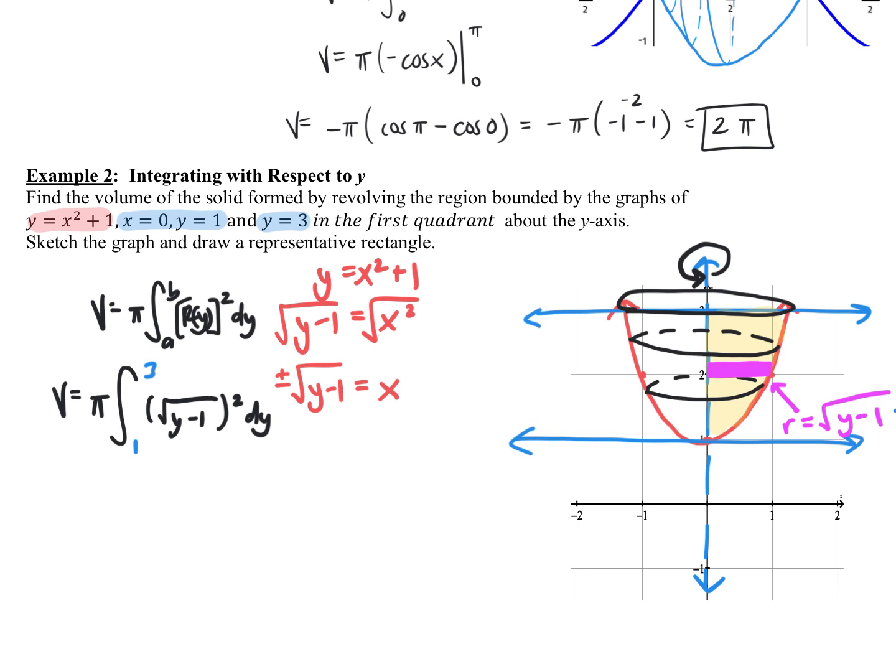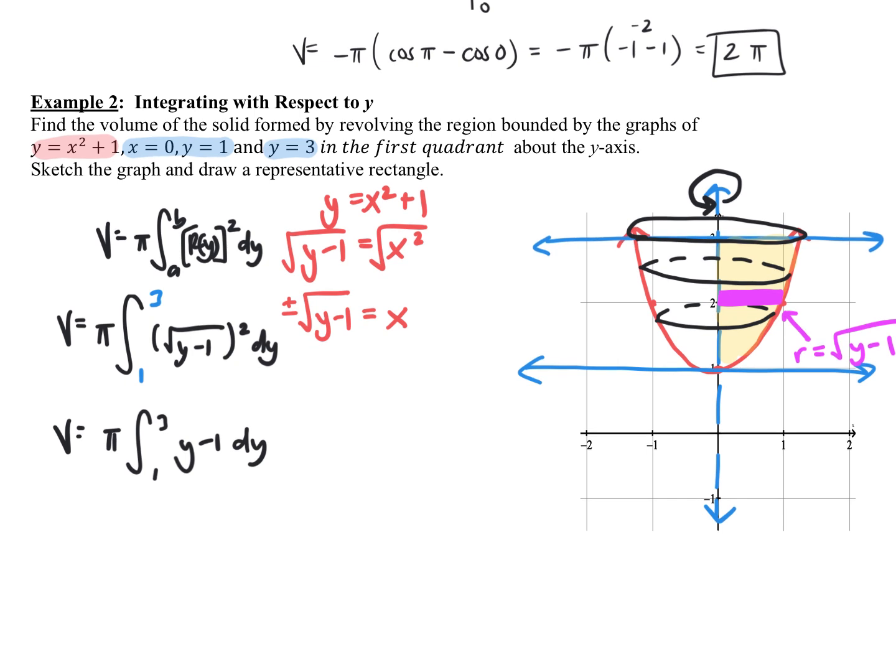And then this is something we can integrate by hand as well. So this is going to give me pi times the integral of 1 to 3. And then if I square the square root, that gives me y minus 1. What do I get when I integrate y? I heard someone say it. Y squared over 2. What do I get when I integrate 1?